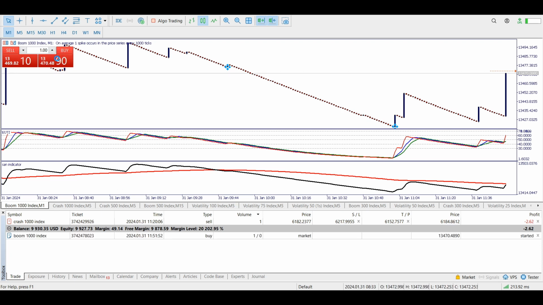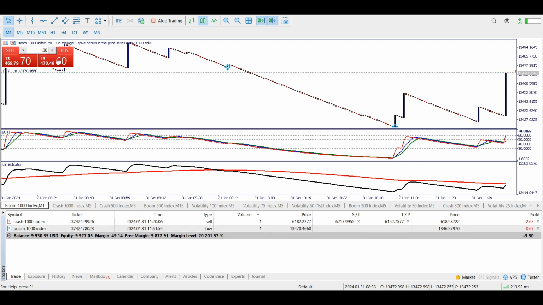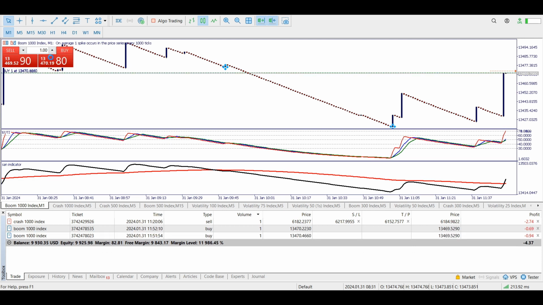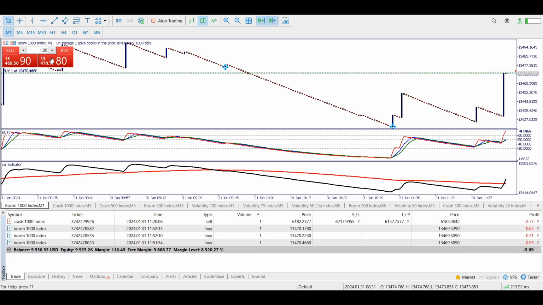A crossover is coming. Don't do what I've done there to open that trade. You wait for a crossover, guys. But I was just excited, and there is a crossover, and you take your trades. You just take your trades.